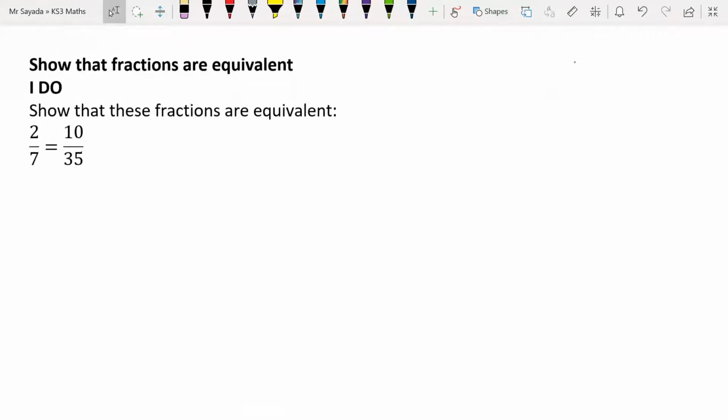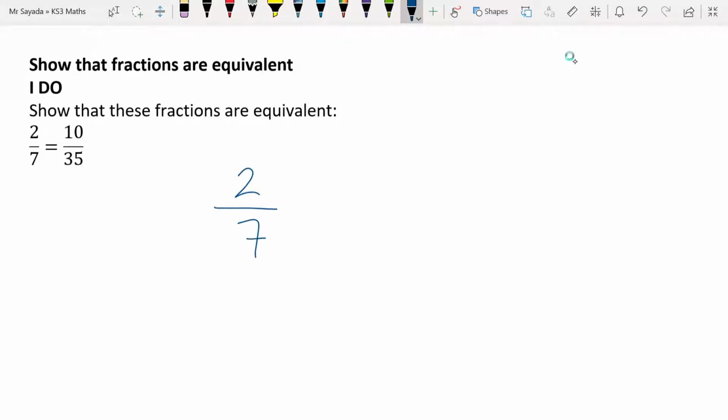So what we're going to do now is show that 2 fractions are equivalent. So that's a bit different from writing an equivalent fraction. What we're going to do here is say, okay, here are 2 fractions, show that they're equivalent. So the way we do that is we start with one of them. So I'm going to start with 2/7.